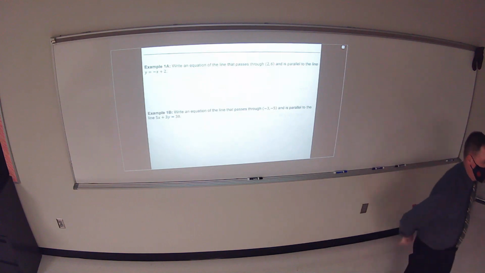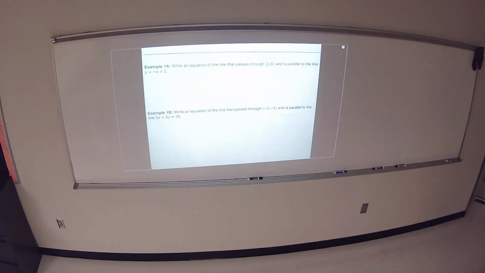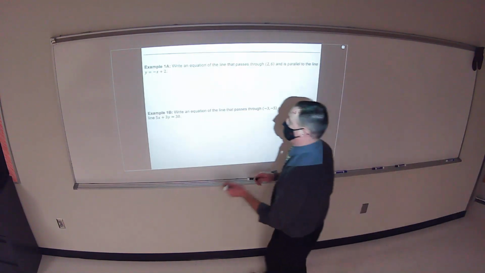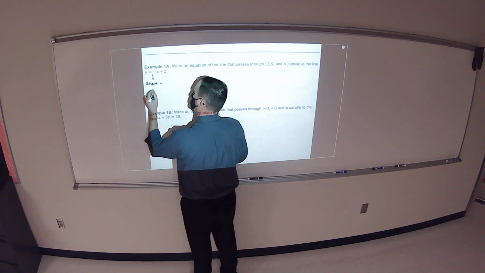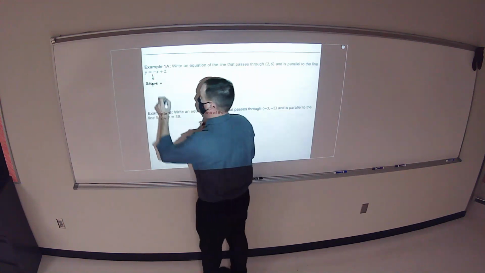How do you make lines parallel to one another? We just got done talking about this. They must have the same slope and a different y-intercept. Now, I can't force my y-intercept to always be different, but I can do this. I know that this line right here has a slope of what? -1.